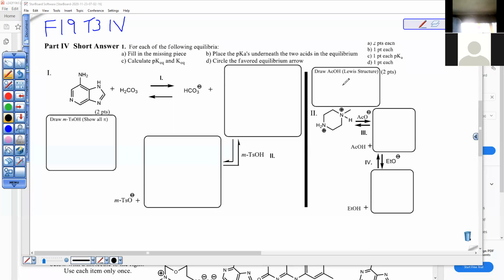We're supposed to draw ACOH. That's an oldie. An acetyl group, a Lewis structure. Oh my goodness, we have to show all the bonds and all the lone pairs. Well, give it some color. Acetyl is CH3 attached to carbonyl.